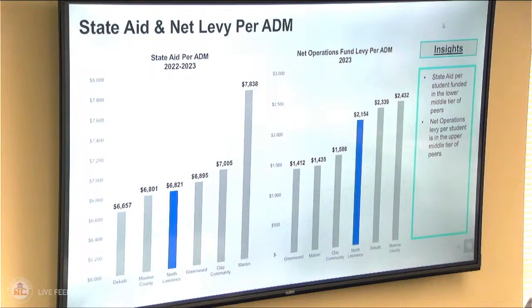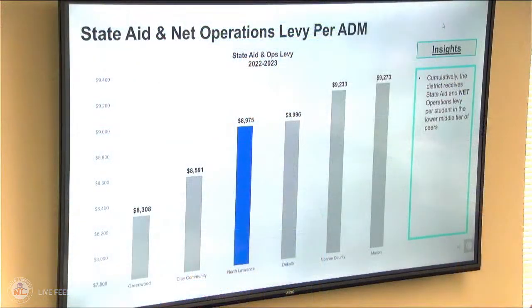And if you'll advance one more slide, as we pull those together, you're kind of in the middle of that pack cumulatively on both. Between state aid and your net operations levy, you're in the middle of that particular peer group. If there are other peers you would like to compare to, certainly we can take a look. You're just unique in your size, being a rural school. There's not a lot of schools around you of similar size without moving geography or going to another part of the state, I guess what I'm trying to say.